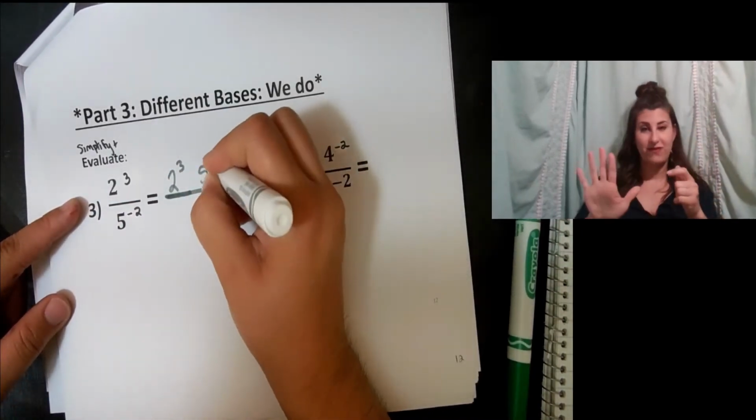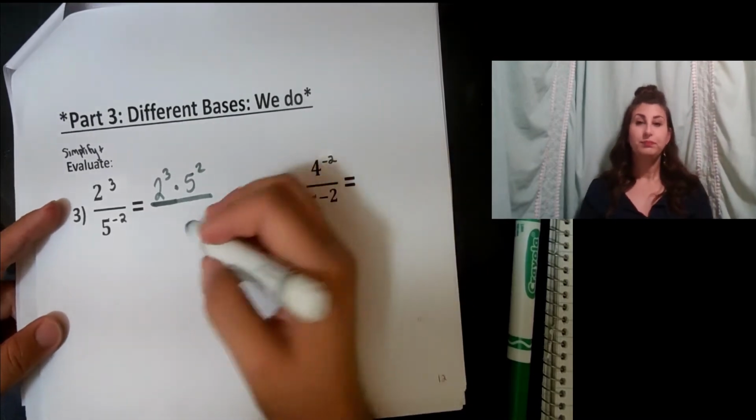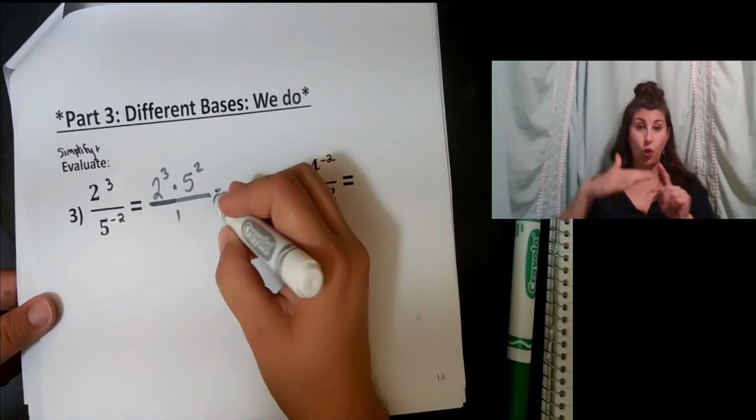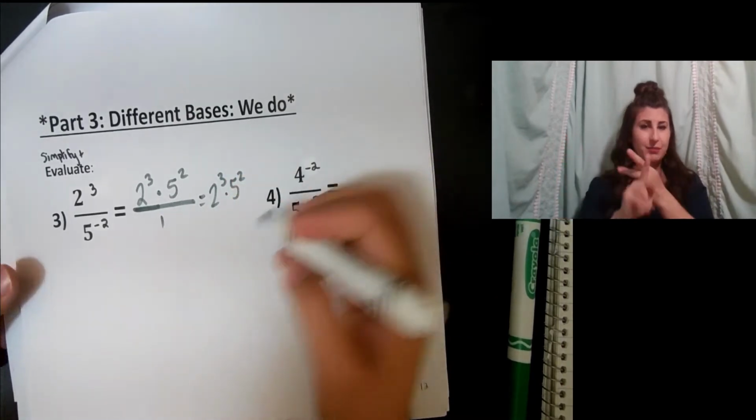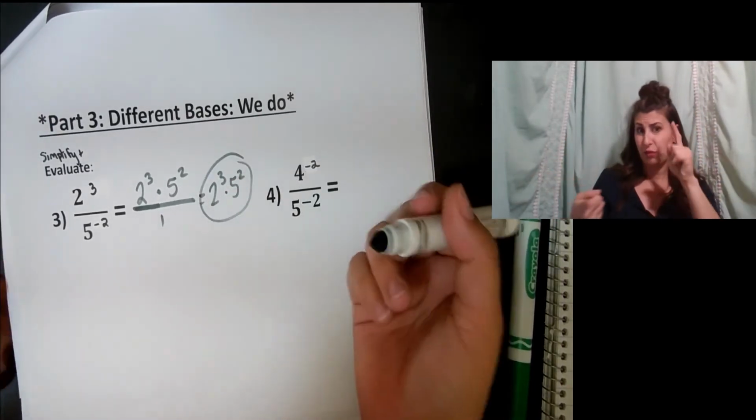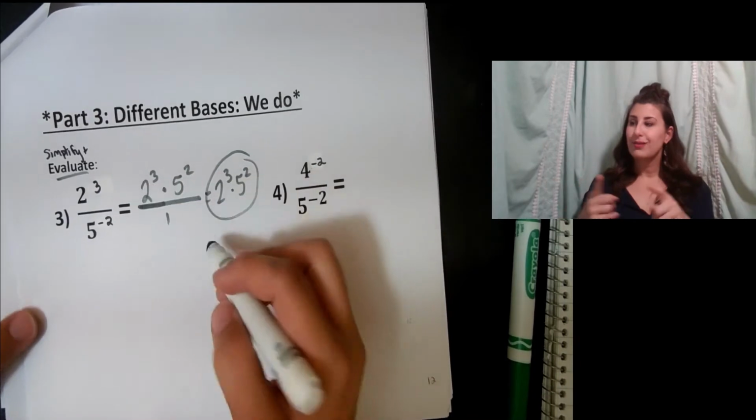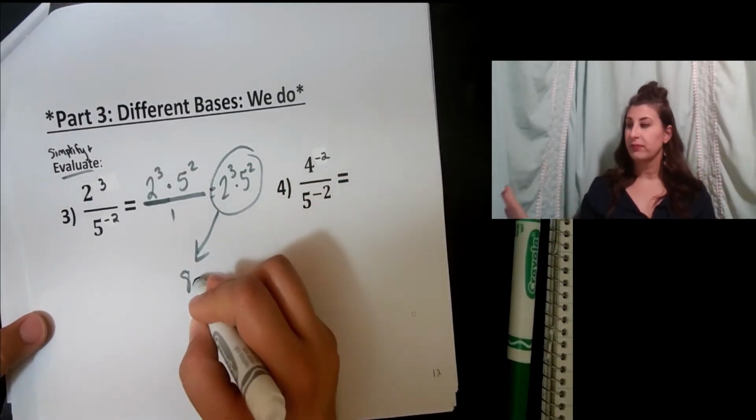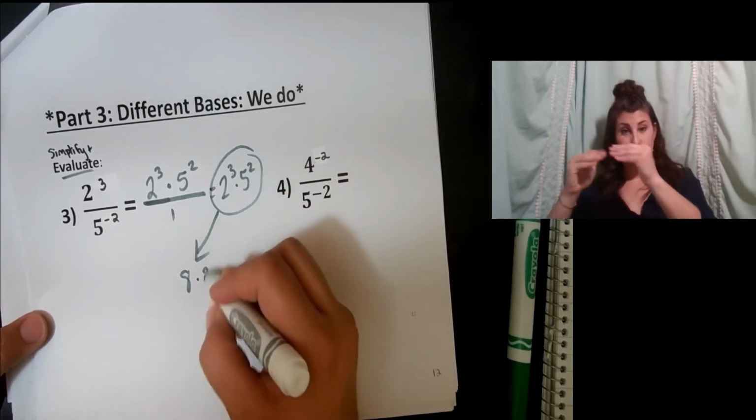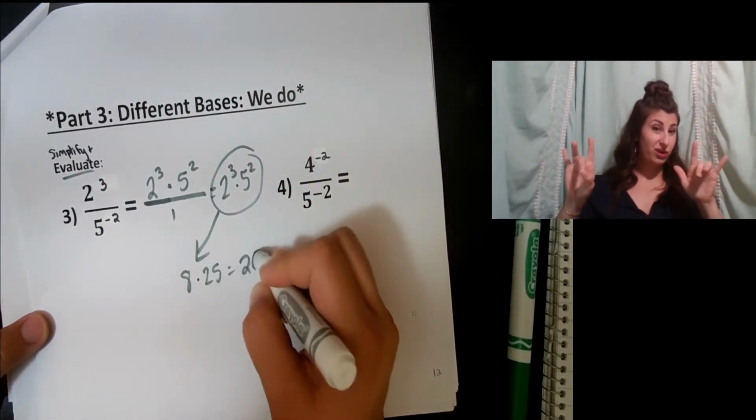So it's going to be 5 squared. Okay, well that's over 1. That's the same thing as just saying 2 to the third times 5 squared. This is my simplified answer, but it also says to evaluate. So 2 to the third is the same thing as 8 times 5 squared, which is 25, and that's equal to 200.